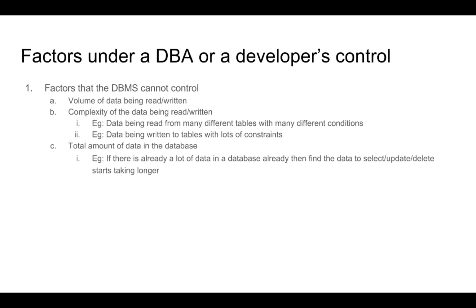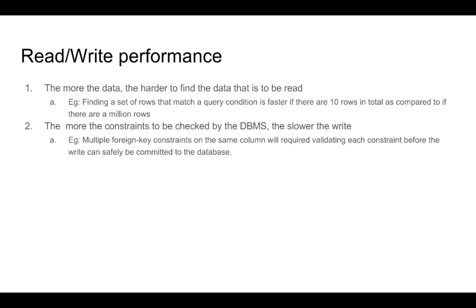Of course, these might not be factors that are really under our control because they're under the control of our users. So for example, if we have a large number of users or we have a very high traffic application, then a lot of data might be getting generated. But technically, from a DBMS software point of view, these are factors that are under the DBA's control. So then let's see how we would think about the read and write performance of a database.